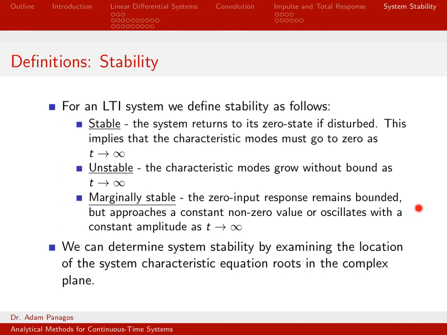The marginally stable one is going to have characteristic modes that don't get bigger or smaller with time. They just kind of oscillate, so kind of oscillatory behavior. But all of these are tied very much to the characteristic equation roots, because the characteristic equation roots are what determine the characteristic modes, and the characteristic modes are what determine whether a perturbed system returns to the zero state, blows up, or oscillates over time. So to be able to classify a system, whether it's stable, unstable, or marginally stable, really what it boils down to is finding the characteristic equation and figuring out where the roots are.